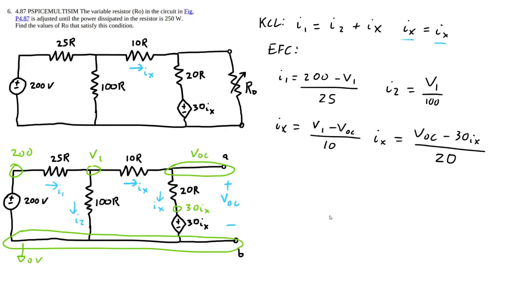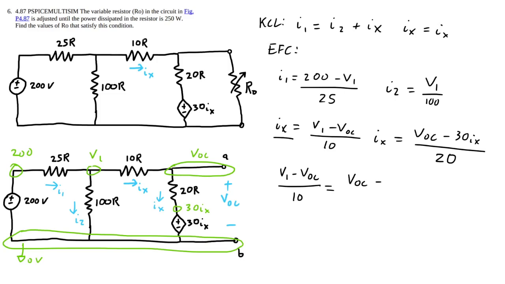Now, I wrote this equivalency, Ix equals Ix. This may seem redundant, but since we have V1 and V open circuit, we have two unknowns, so we need two equations. And it just so happens we have two equations that equal each other that have both of those values. So we can go ahead and solve for the expression for V open circuit in terms of V1, and then solve for V1. So V1 minus V open circuit over 10 equals V open circuit minus 30Ix.